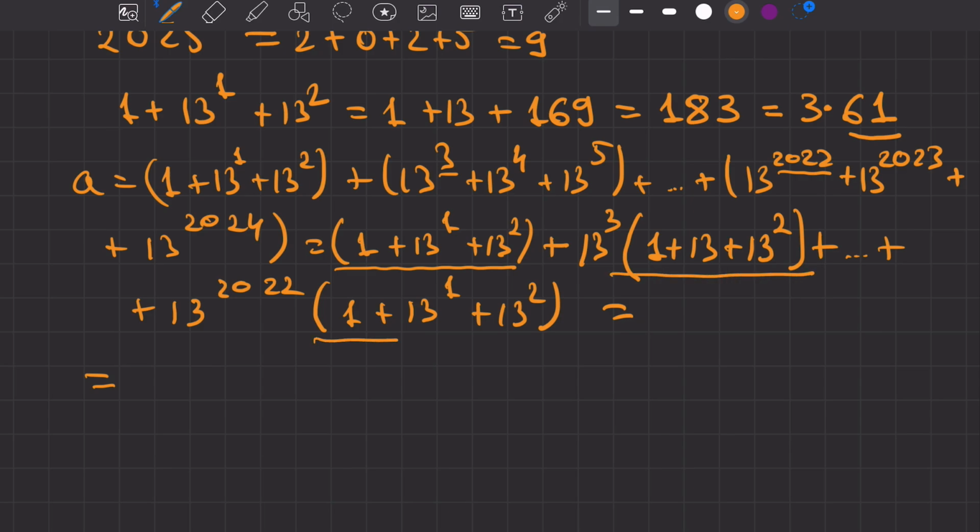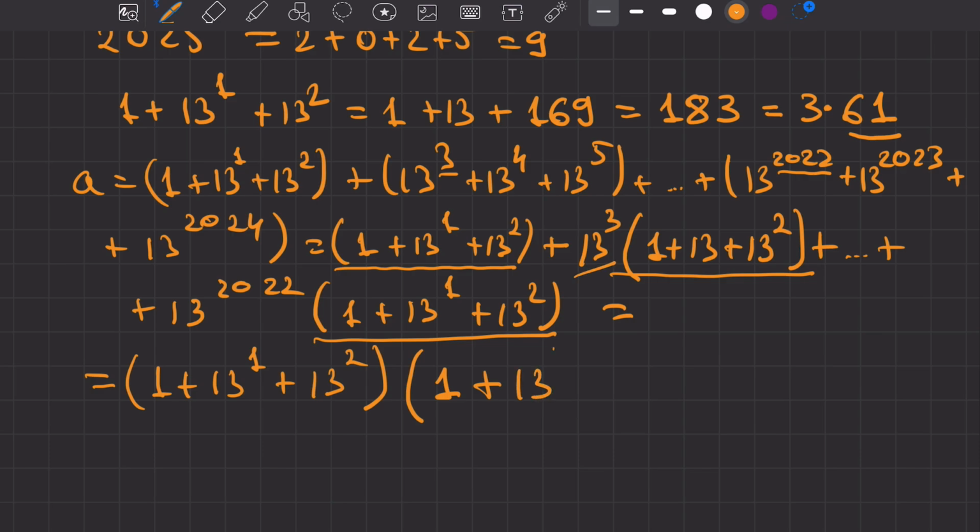We give now the common factor, this parenthesis, and we have 1 plus 13 to the power of 1 plus 13 squared. And now what do we have remaining? In the first one we have 1, plus, in the second one we get 13 to the power of 3, plus, and so on, plus the last parenthesis, which gives us 13 to the power of 2022.